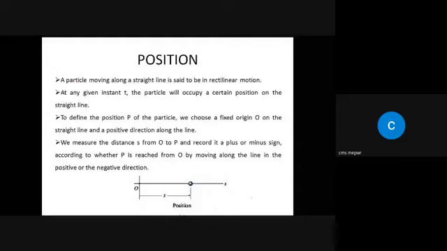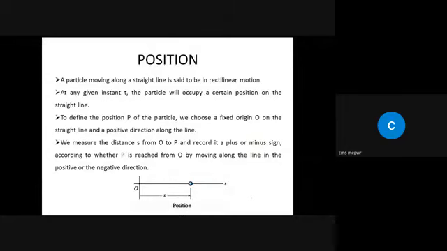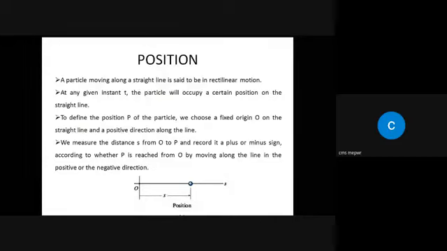Now position. We already know position. The position of an object can be defined with respect to some reference, and for defining the position we basically use a coordinate system. A particle moving along a straight line is said to be in rectilinear motion. At any given instant t, the particle will occupy a certain position on the straight line, and that position can be specified with the help of a variable of the coordinate system. Now to define the position P of the particle, we choose a fixed origin, the reference point, on a straight line and a positive direction along the line.